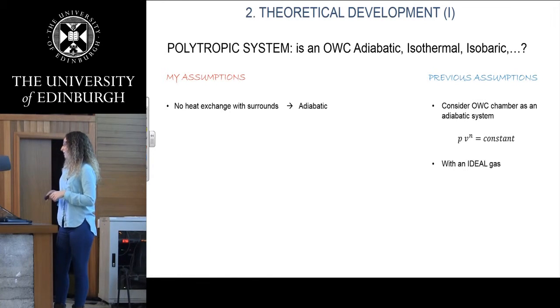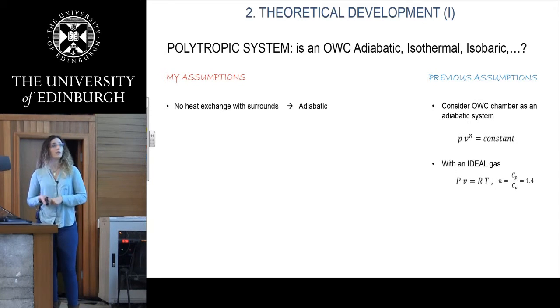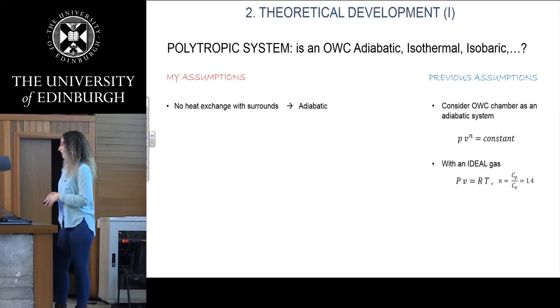They also consider that the gas inside the chamber, as I said, was dry, so it could be considered an ideal gas. And then they use the ideal gas equation that you might remember from high school. This gives a relation between pressure, volume, R the universal gas constant, and T the temperature. Then, particularly for an ideal gas in an adiabatic system, the polytropic index n can be defined as the ratio between the specific heats, and used to be 1.4.